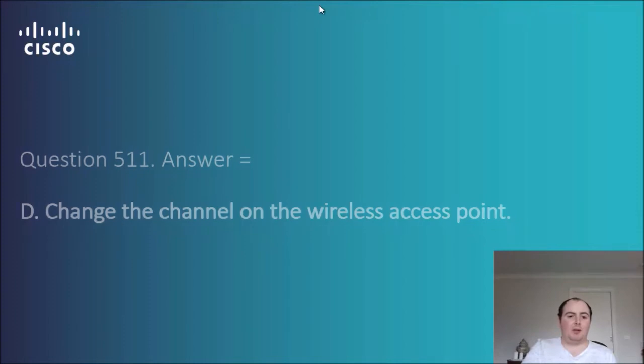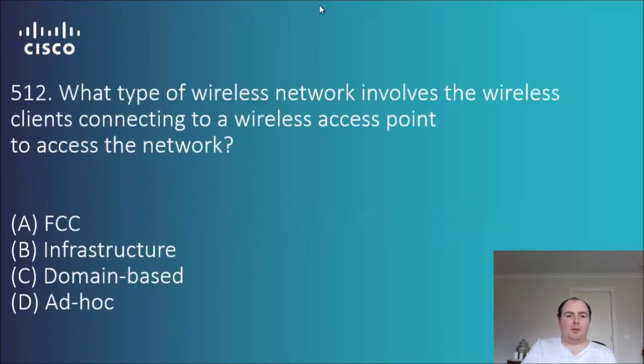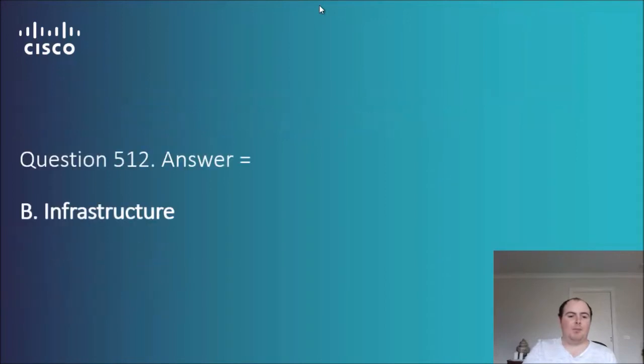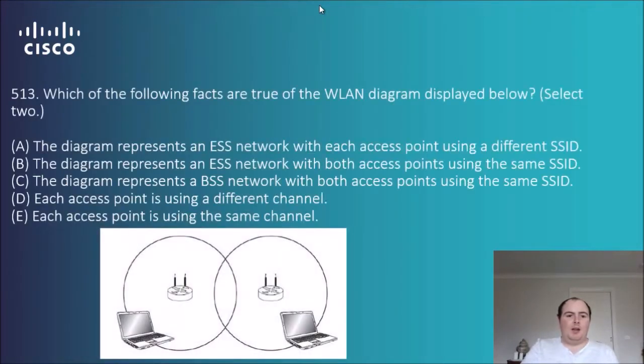That's normally one of the first things you do when there are issues. 5.12, what type of wireless network involves the wireless clients connecting to a wireless access point to access the network? We've got FCC, infrastructure, domain-based, ad hoc. Wireless clients connecting to wireless access points, that is an infrastructure setup. So B is the answer there.